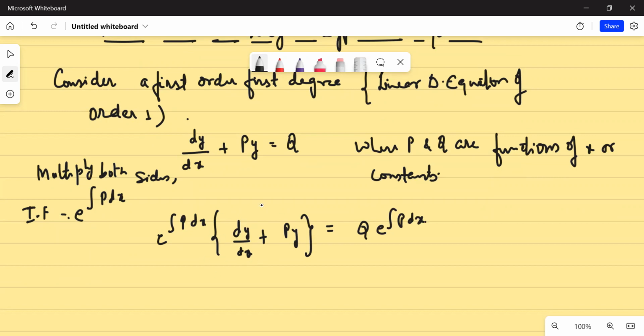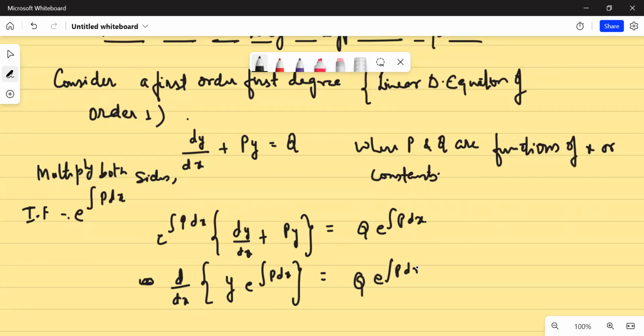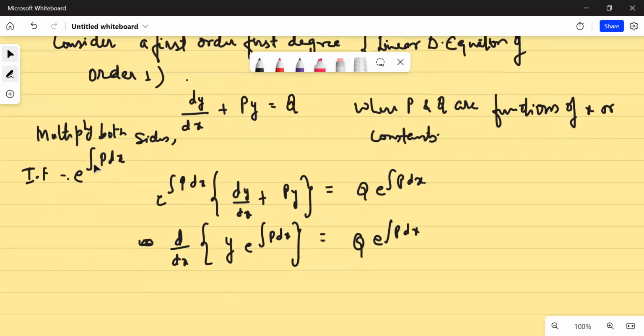And if you solve this up, I can write it as d by dx of y e to the power integral p dx on the left, equals q e to the power integral p dx. So if I want to solve this differential equation, I want to find this y, isn't it? This is my objective. So what I have done is found this kind of integrating factor. Just give me a minute.